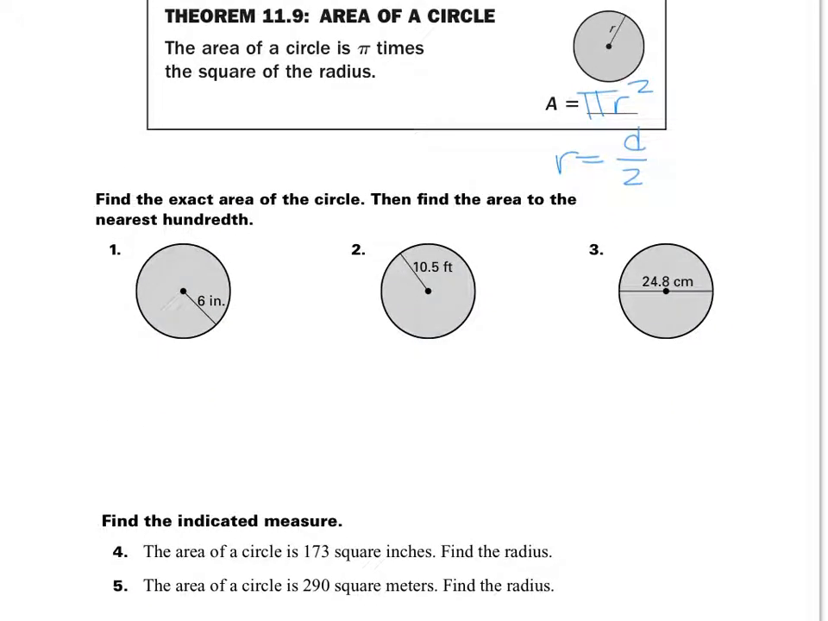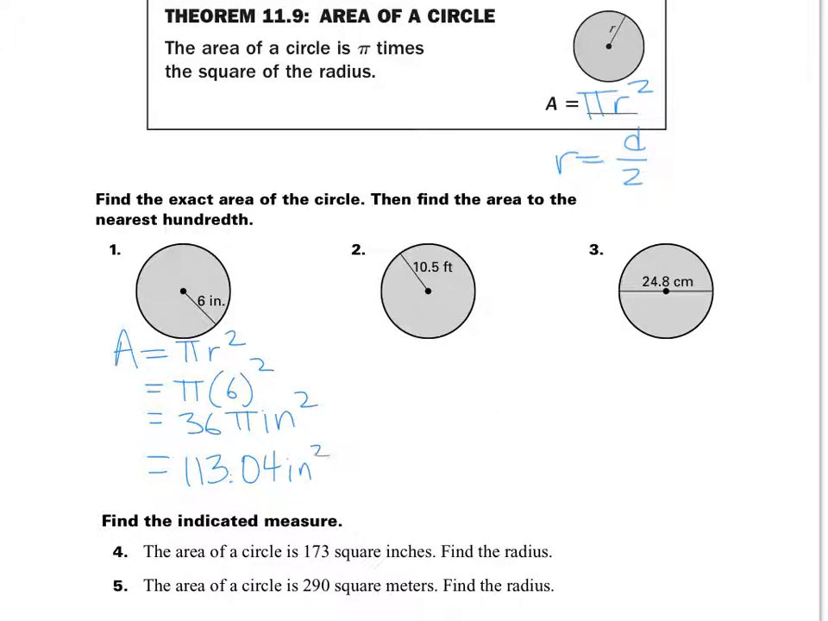So the exact area, that means they want it in pi units and then to the nearest hundredth. So area is pi r squared. So this would be 36 pi inches squared. And then if you substitute 3.14 for pi, it would be approximately 113.04.